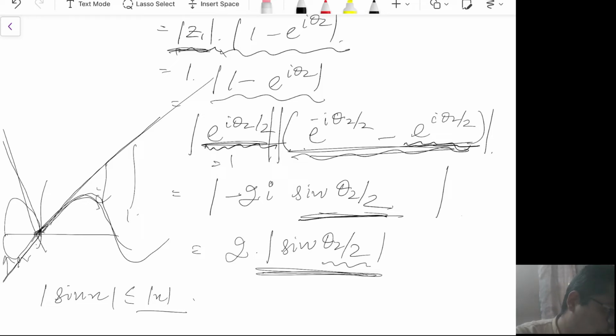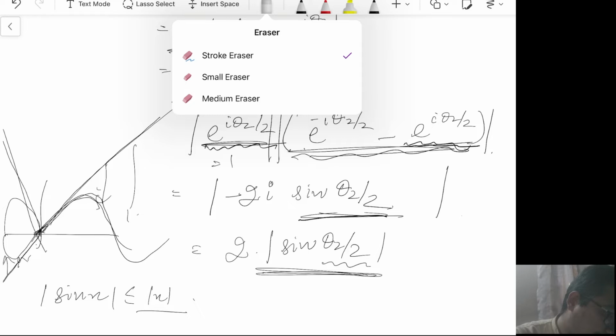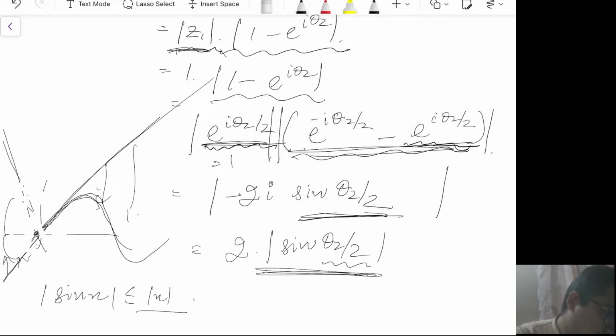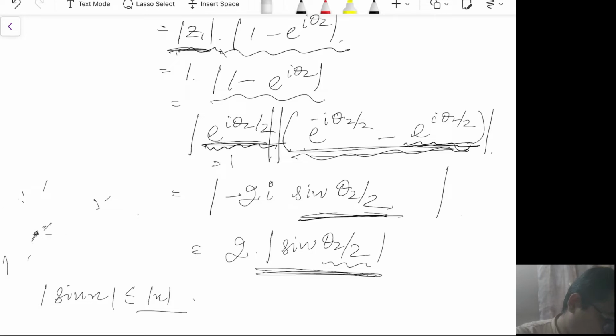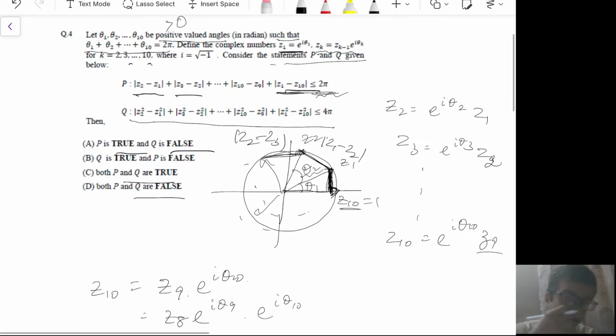So essentially what we have done is that we have said that the length of these chords is actually less than or equal to the length of the corresponding arcs, right? So you can actually give it a very geometric interpretation also, because the length of each of these chords is given by mod of z2 minus z1 or zk minus zk plus 1, and the length of these arcs is given by just the theta k.